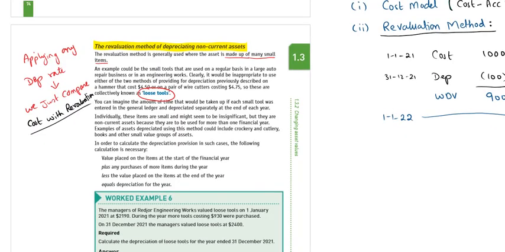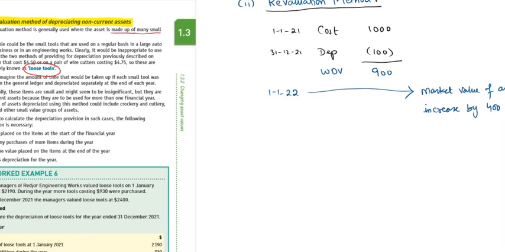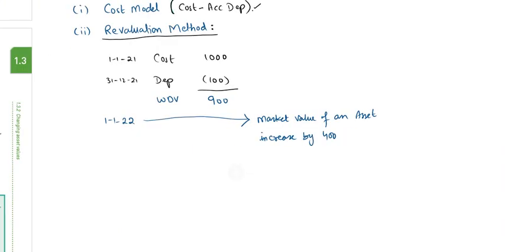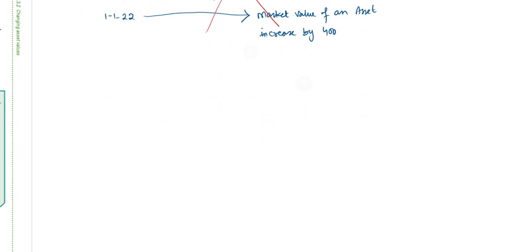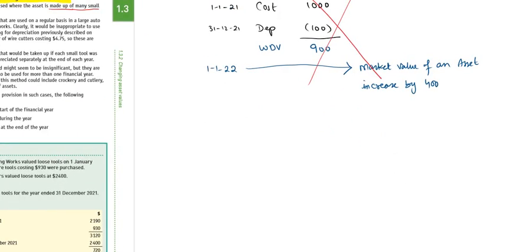So in the revaluation method, how do we calculate depreciation? I'll give you an example. You may cross this one out. We don't need this. I'm not removing it, but just cross it, because it's not related to our course. So this example is related.